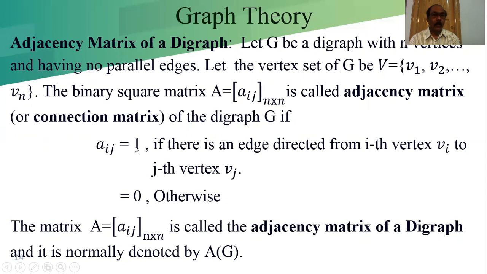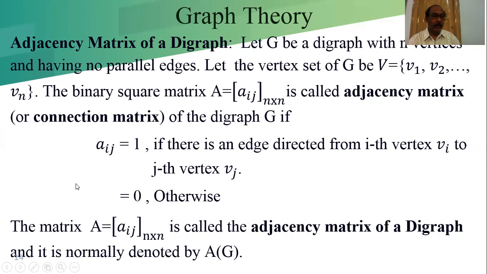Aij is equal to 1 if there is an edge directed from Vi to Vj. We consider the index i according to the row and j according to the column.